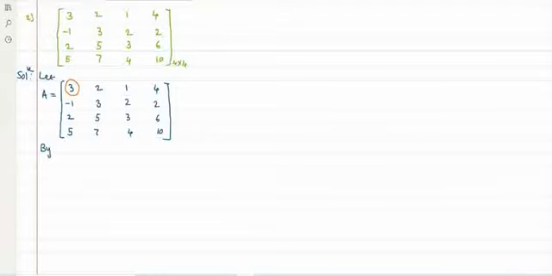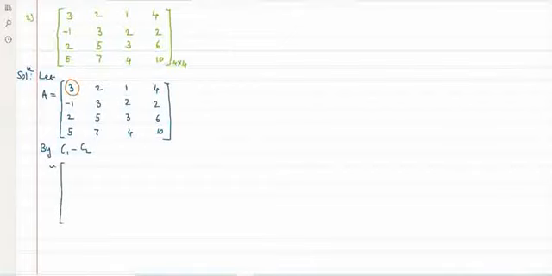C1 minus C2. You can operate C1 minus C2, or you can operate R1 minus R3. Yeah, you continue with your calculations. I will continue with C1 minus C2. You may consider R1 minus R3, or you can interchange and multiply by minus 1. Suppose I will continue with C1 minus C2.